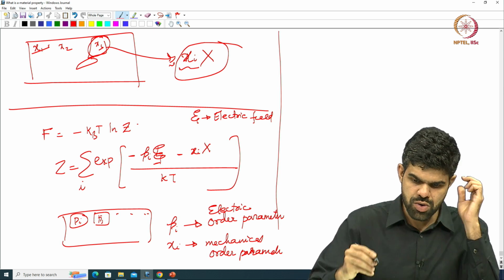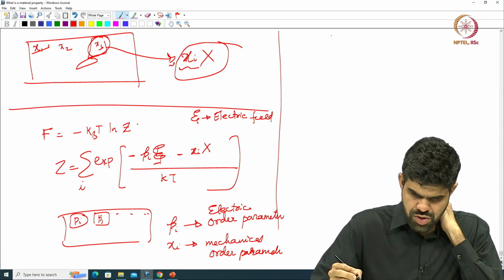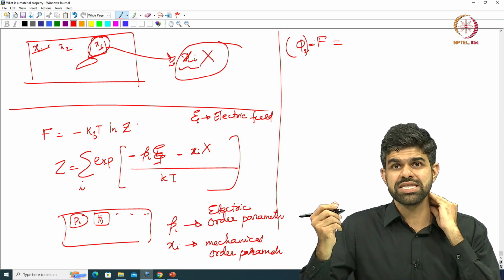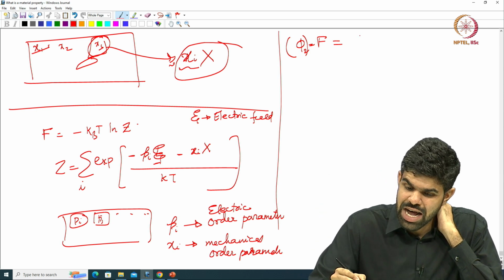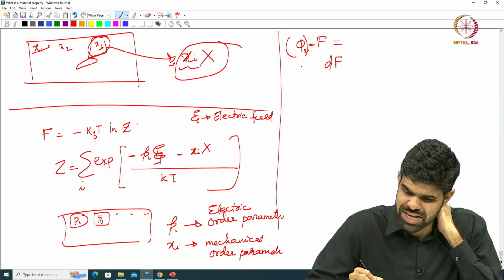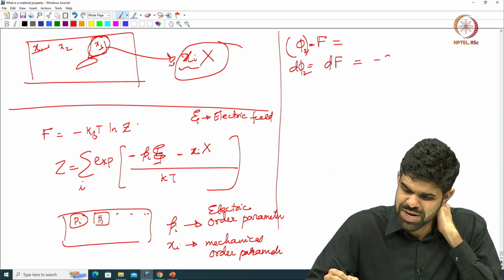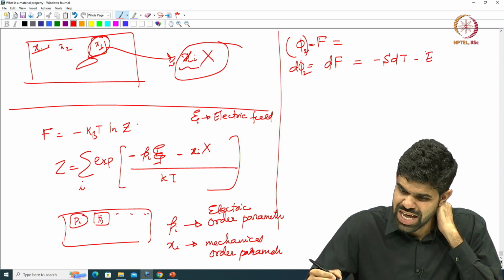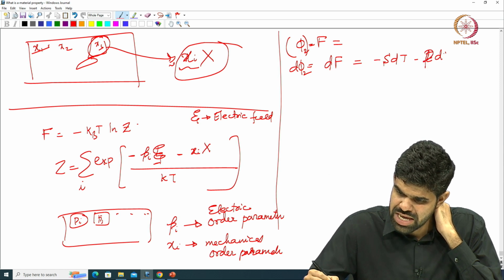Now f is the same as phi 2, so we used phi 2, but here we are going to just say this is f in terms of statistical mechanics. And f is the Helmholtz free energy. If I take df or d phi 2, that is minus s dT, minus, I am just going to talk in terms of minus p_i, sigma of that dE, minus x_i capital dx.